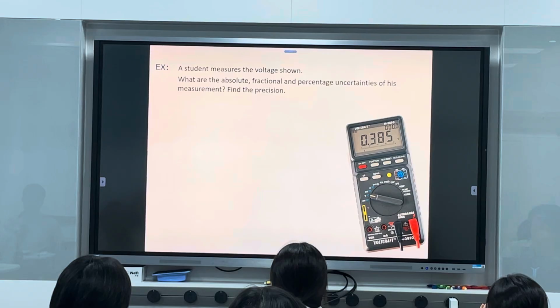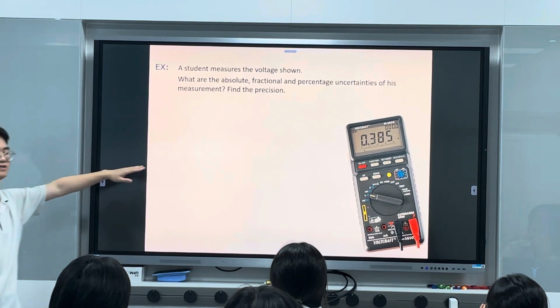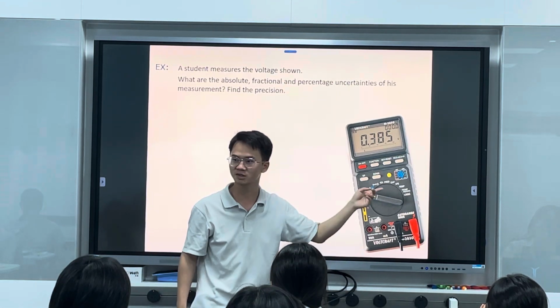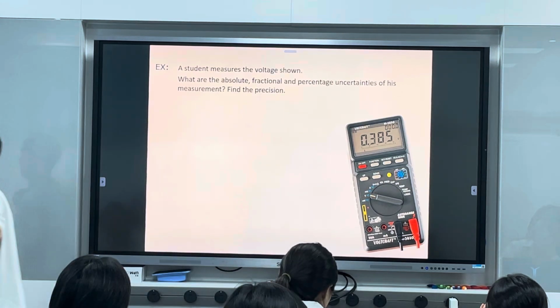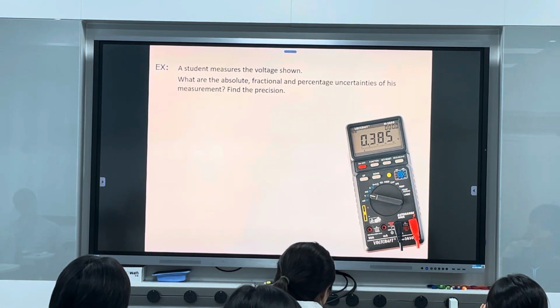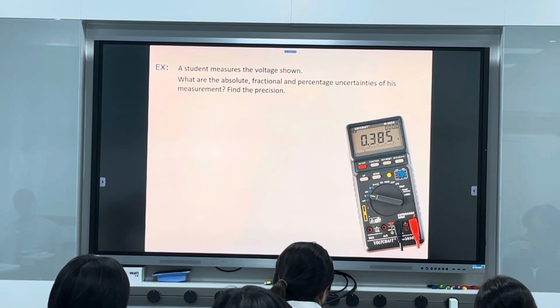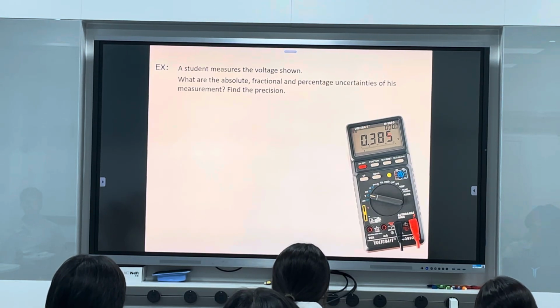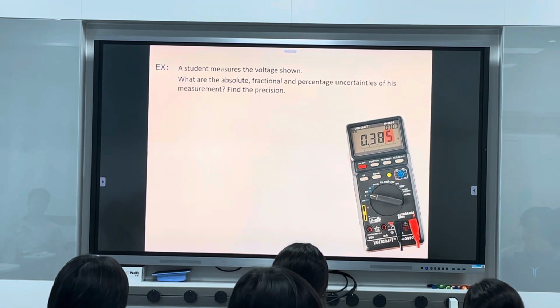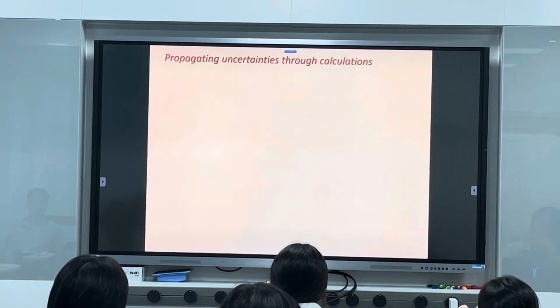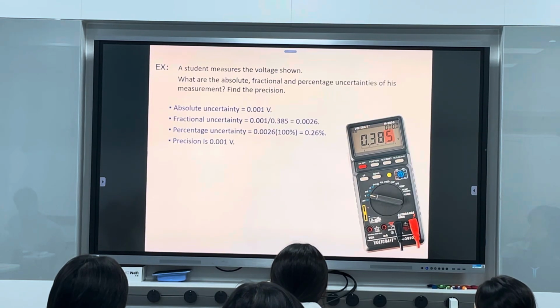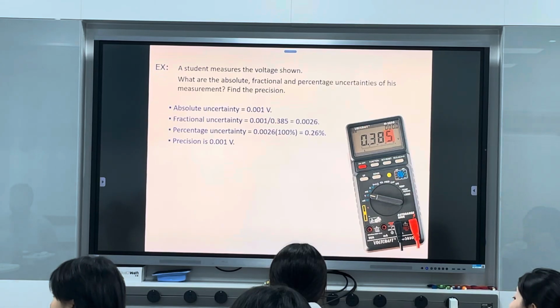So here though, let's look at this. Is this a digital or analog device? Digital device, because it directly gives you readings in digits, right? So how do we find the uncertainty of that? The smallest increment, which is here. So if we report this reading, it should be 0.385 plus minus 0.001. 0.001. Okay, very good.